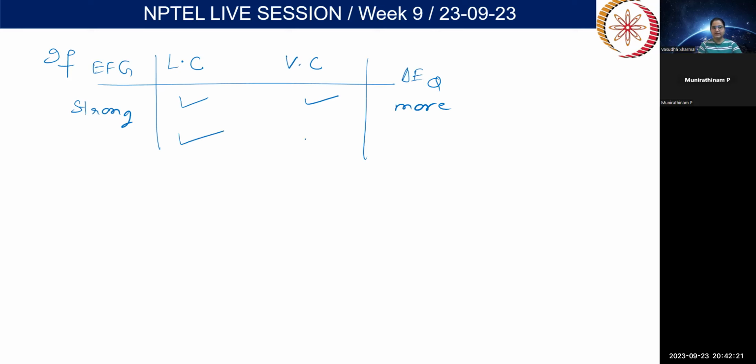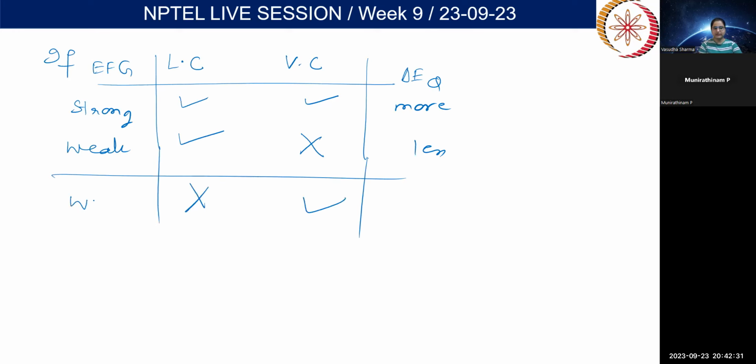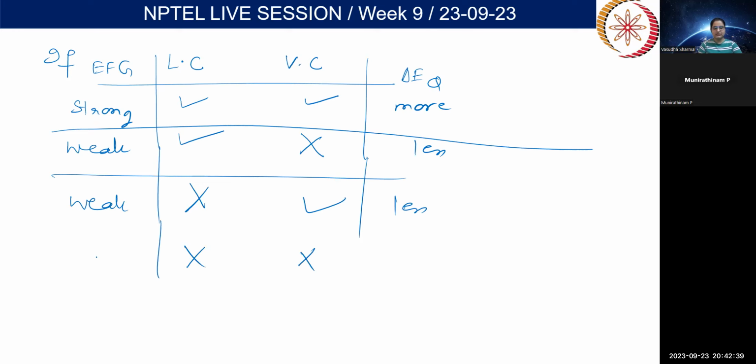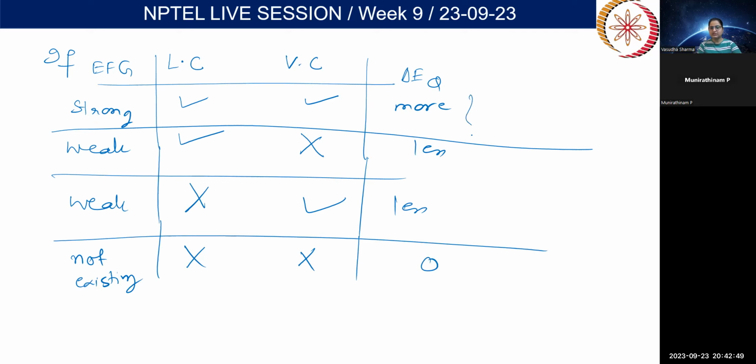If one factor is there, the other is not there, then it is weak, so it is less. If the other way around, if this is not there and this is there, that time also it is weak, that is less. And ultimately, if both are not there, the EFG is not existing. Therefore, it is 0. So no splitting. In all these cases, splitting of the peak appears. In this particular case, no splitting.